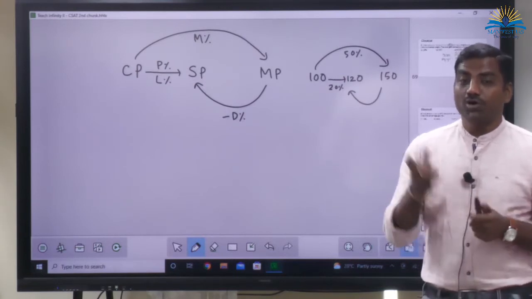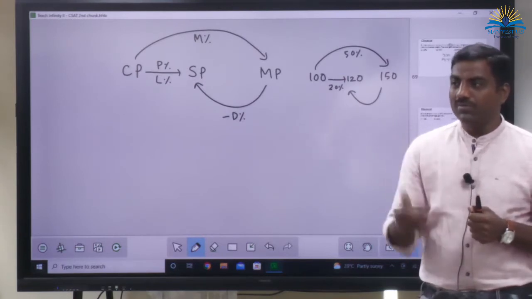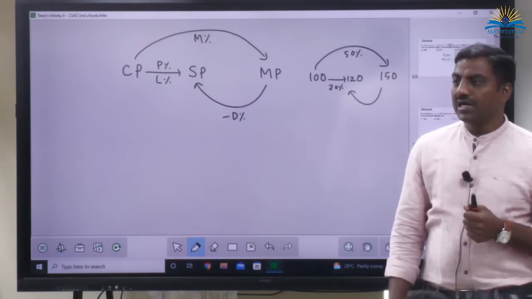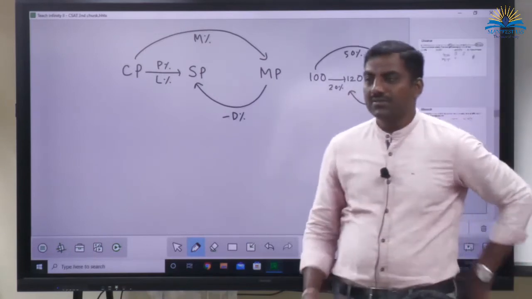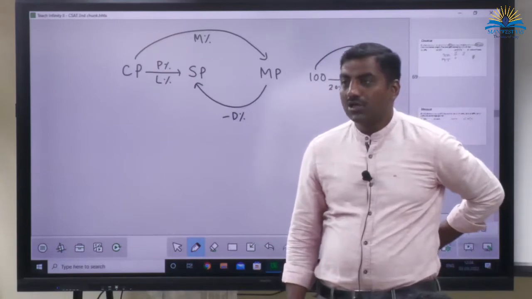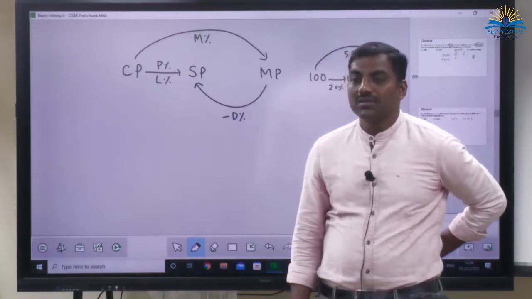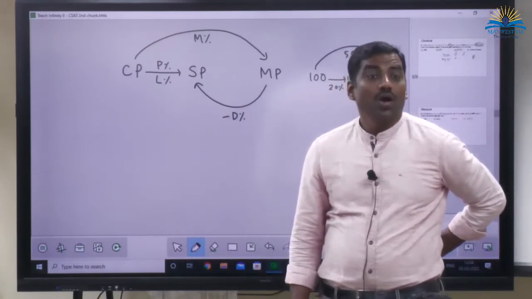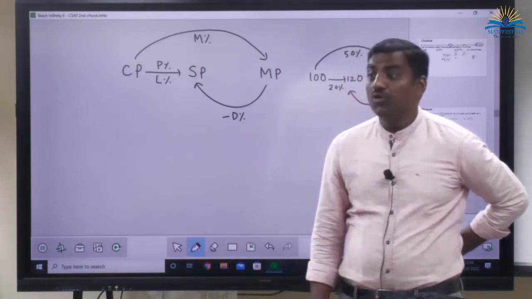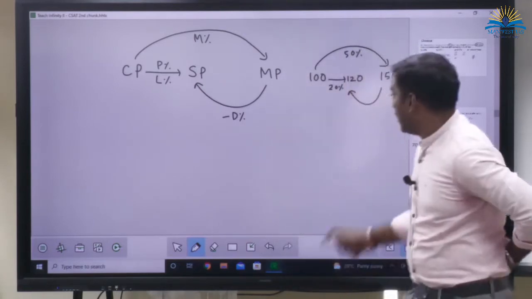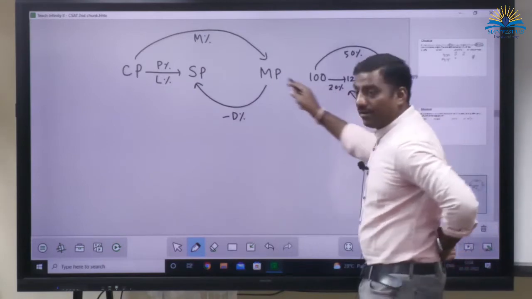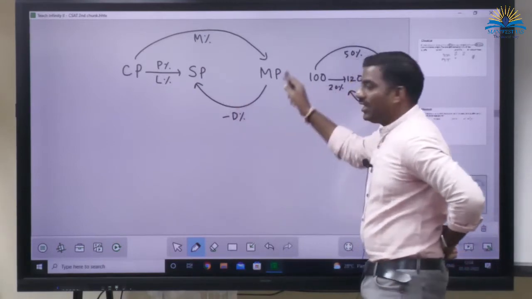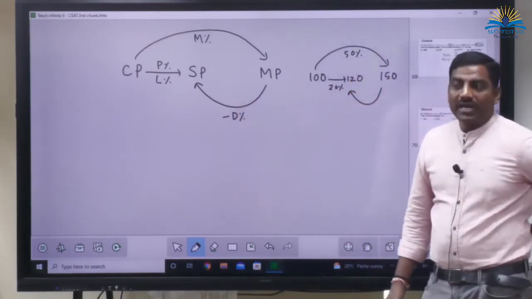Okay. By monetary value, how much discount are you getting? How many rupees? 30 rupees. But on what price? On 150 only you have to calculate the discount. That is why my arrow is from here to here. On this only you have to calculate.